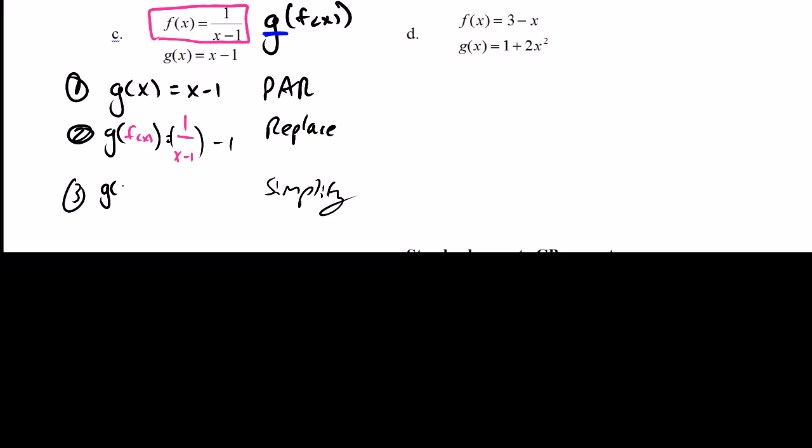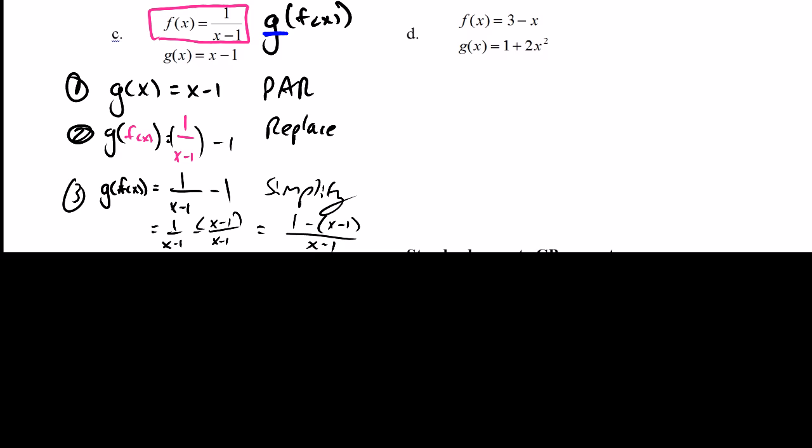So our g of f of x is equal to 1 over x minus 1 minus 1. Now we have to find a common denominator. Oh, I know everyone loves this. 1 over x minus 1 minus something over x minus 1. Well, to get a 1, we have to have the same thing on top and bottom. So this turns into 1 minus the quantity. Make sure you have a quantity here, otherwise you're going to get the wrong answer.